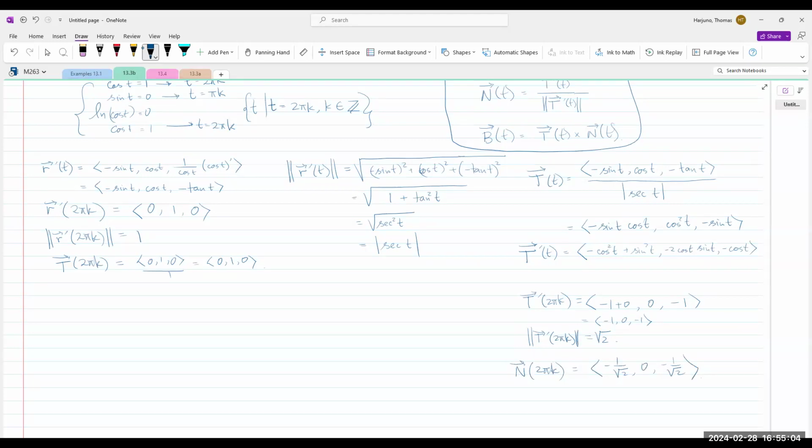Now then, let me go back here. What about my unit binormal vector at 2 pi k? That is T cross N. I just need this, right? Which is the i, j, k, and then 0, 1, 0, negative 1 over radical 2, 0, negative 1 over radical 2.